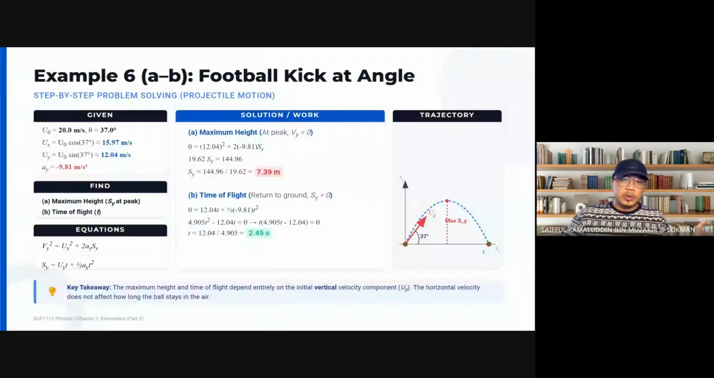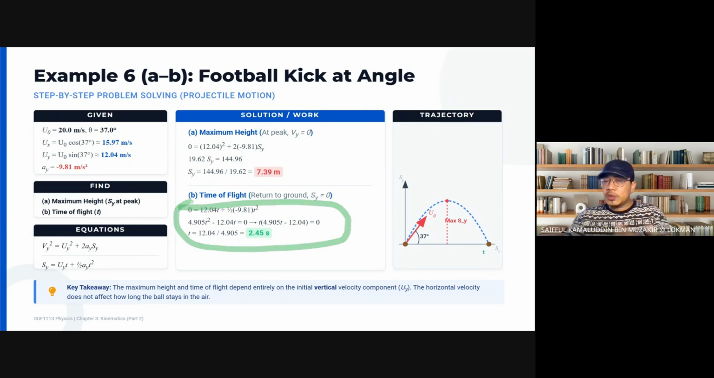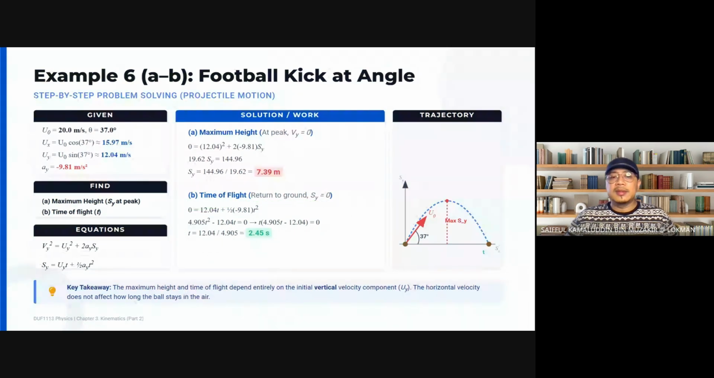And how about time of flight? For time of flight, you could use this equation as well. This is one of the options. You could use S equals UT plus half AT squared. We could use the SY. This is the initial position of the ball, and this is the final position of the ball. So our SY is 0.